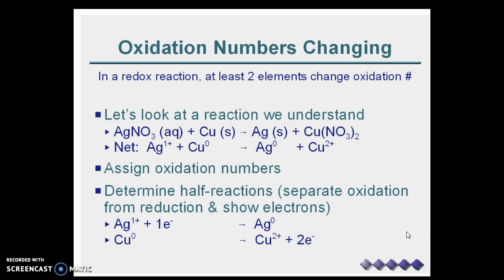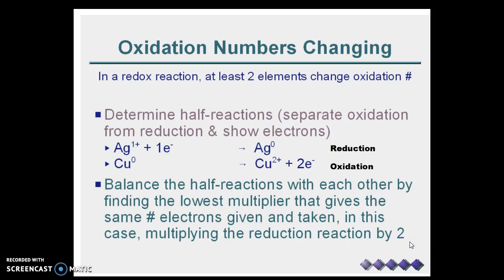We then determine the half reactions. We separate the oxidation reaction from the reduction and show the electrons. Well, the silver ion must be gaining 1 electron to form silver metal, and the copper must be losing 2 electrons to form copper 2+. So we have the reduction, the silver being reduced to silver metal, and the copper becoming copper ions and giving off 2 electrons. That's the oxidation. So we balance the half reactions separately.